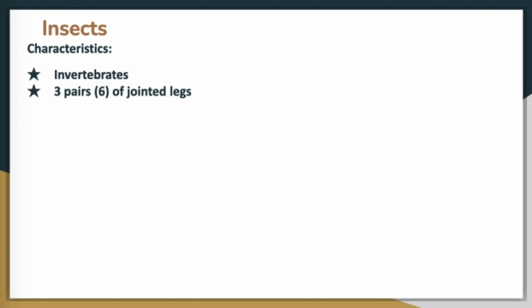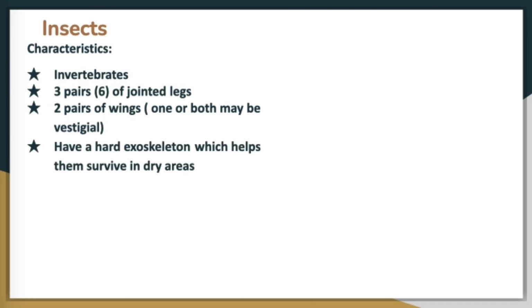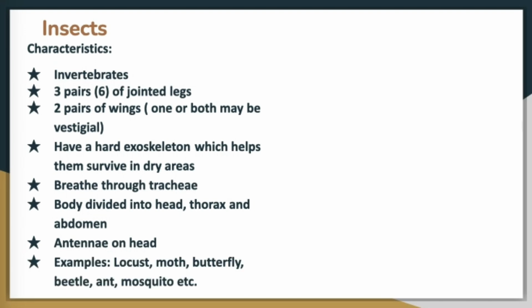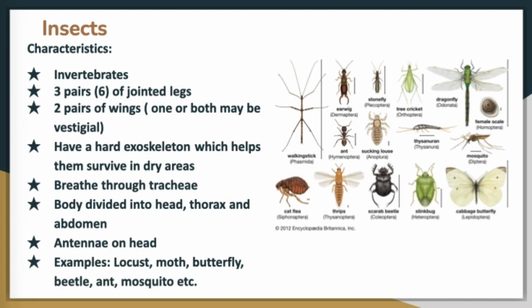They have 3 pairs of jointed legs. They have 2 pairs of wings. One or both may be vestigial. They have a hard exoskeleton, which helps them survive in dry areas. They breathe through their trachea, and their body is divided into a head, thorax, and abdomen. They also have cute little antennae on their head. Examples are locusts, moths, butterflies, beetles, ants, mosquitoes, etc.